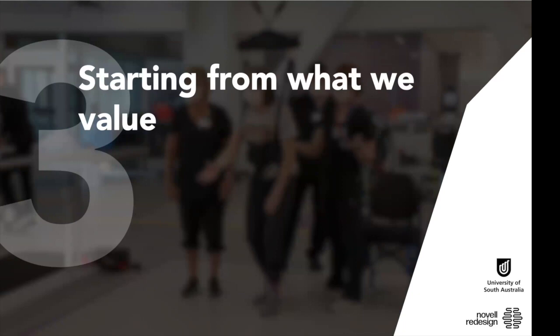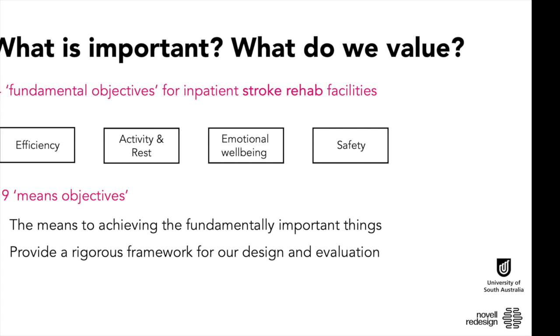instead of starting with measuring things and starting with data and starting with cause and effect type relationships, in this project, we started with setting what we value. So we started by defining 4 fundamental objectives for inpatient stroke rehabilitation facilities. And then beneath those, we worked with our very large stakeholder groups to arrive at 19 means objectives. So the means objectives are our ways of achieving our fundamental objectives.